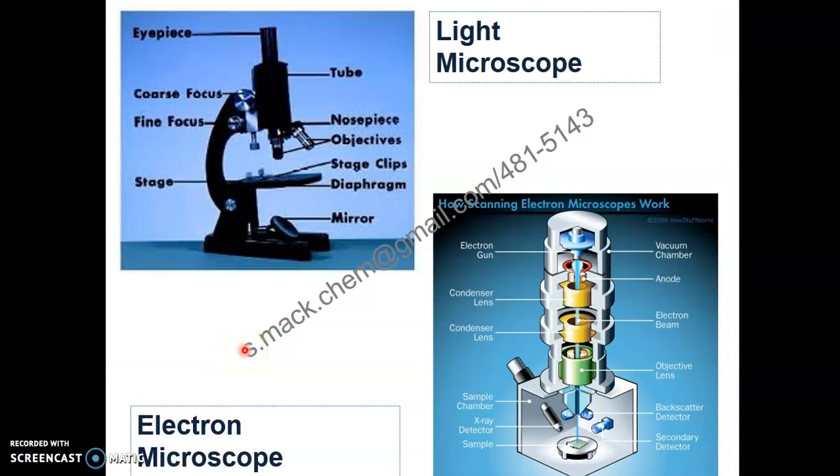Here on this slide, you can take a look at the two types of microscopes. Here we have our light microscope that you can find in the lab in school. And over here we have the electron microscope.